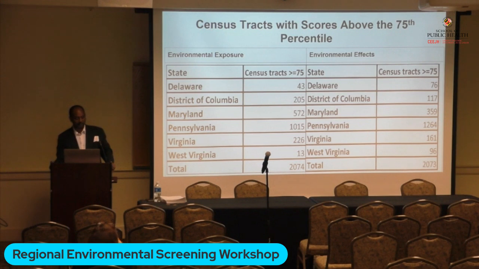Maryland, 572 in exposure and 359 in effects. Pennsylvania, 1,075, and in effects, 1,264. Virginia, 226, and 161 in effects. West Virginia, in exposure, they have only 13, but in effects, they have 96.